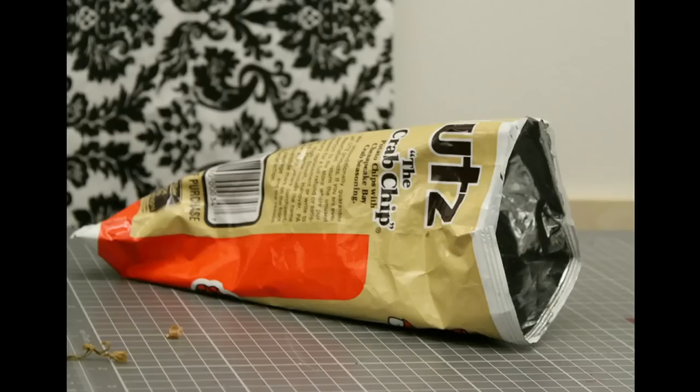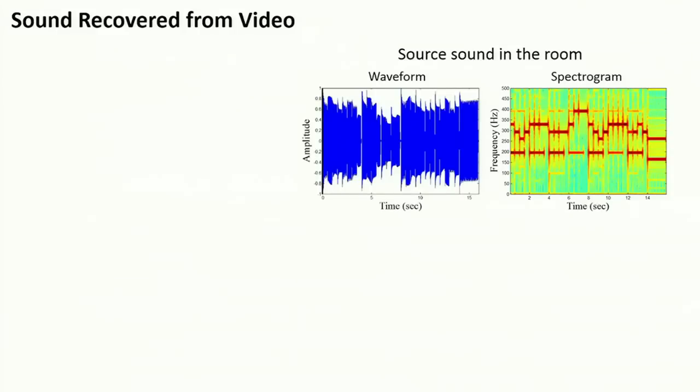So here's an empty bag of chips that was lying on a table. And we're going to turn that bag of chips into a microphone by filming it with a video camera and analyzing the tiny motions that sound waves create in it. So here's the sound that we played in the room.